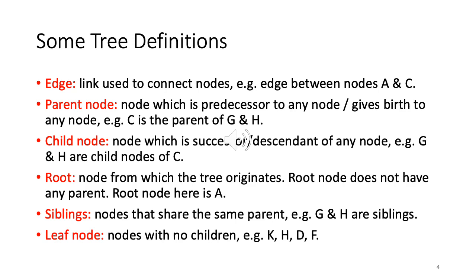And likewise, if you look at node G, how many child nodes does it have? 1, right? So you can have 1 child as well, and of course you can have 2 as well. A has 2 child nodes, B and C. E has 2 child nodes, I and J, and so on.